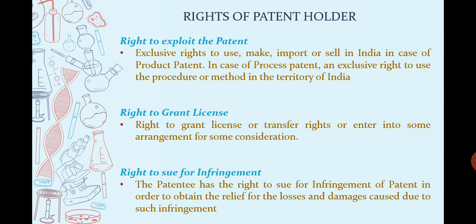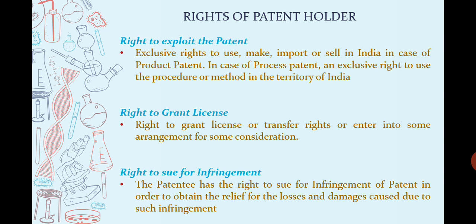The second right is the right to grant license. This is one right which we will discuss in further slides. The right to grant license, as well as the right to assignment, is another right which the patent holder has. Right to license or assignment typically means that when I, as an exclusive right holder, get certain rights, it may not be possible for me to exploit it personally.